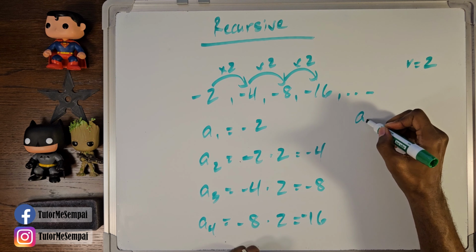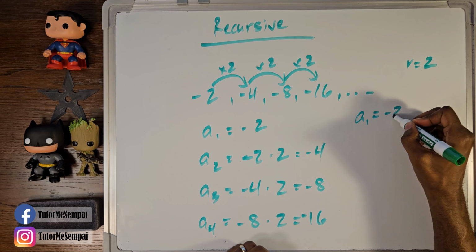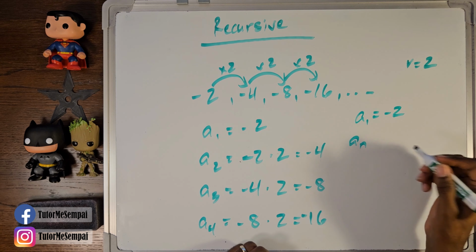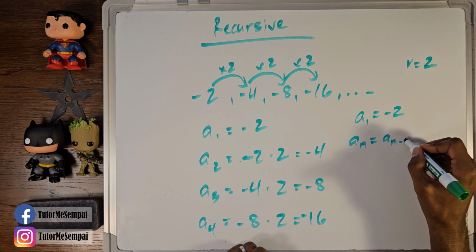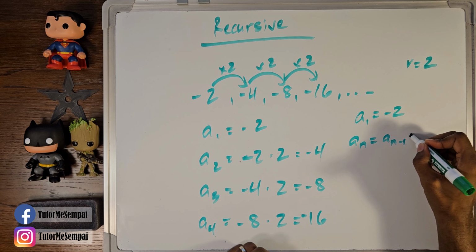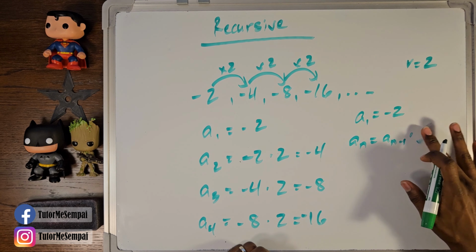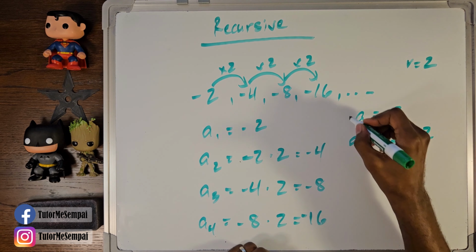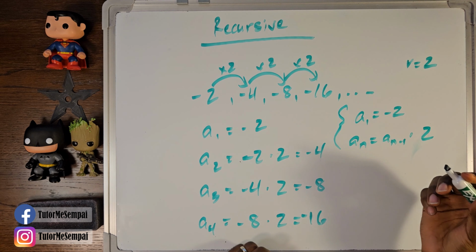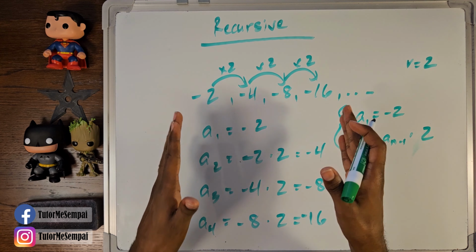So going back, your a sub 1 in this case is going to be a negative 2. And your a sub n equals your a sub n minus 1 times whatever your r is, in this case 2. This is going to be your recursive formula for this particular sequence.